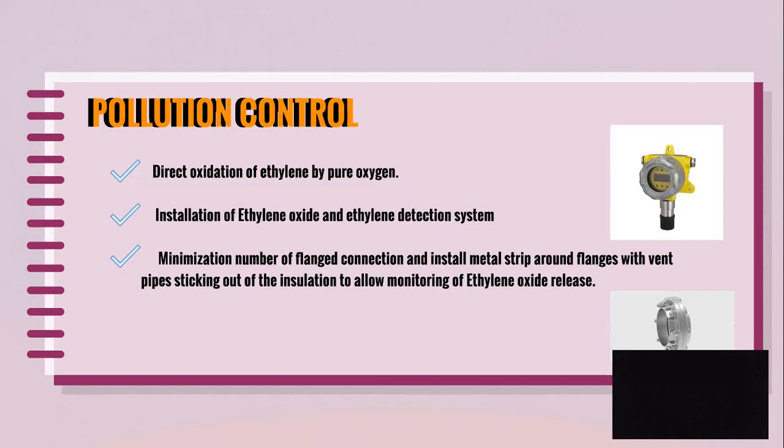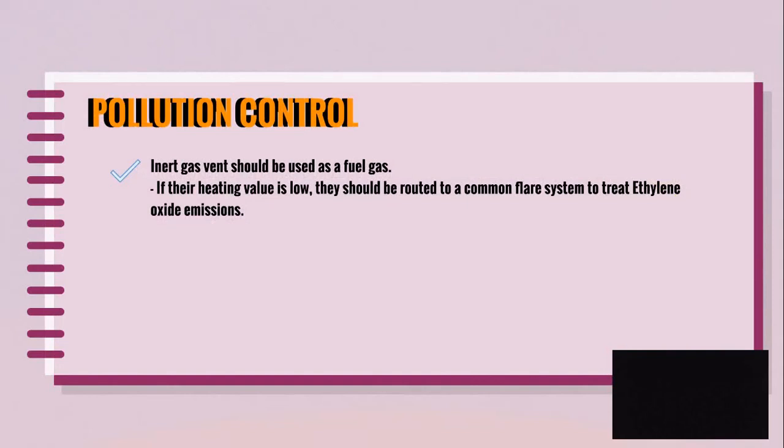The third one, we can also control ethylene oxide release by minimizing the number of flange connections, and also install metal strips around flanges with bent pipes sticking out of the insulation. The fourth one, we can also use the inert gas as a fuel gas, but if their heating value is low, they should be routed to a common flare system to treat ethylene oxide emissions.